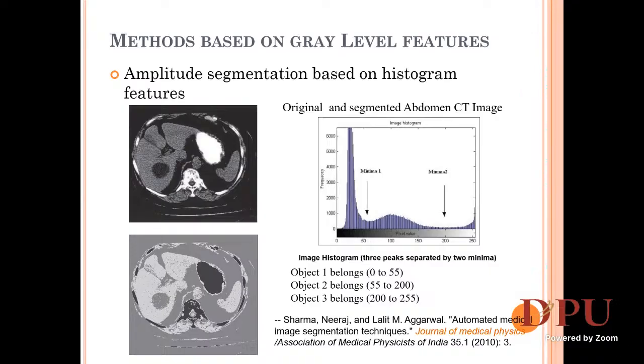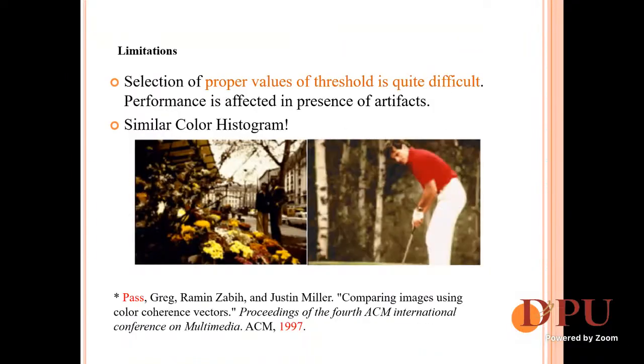Now the problem is how to finalize these T1 and T2 values. This 55 and 200 will be your T1 and T2 threshold values. This threshold selection will be different for different modalities and different patients. Even if the alignment of the patient changes, T1 and T2 will change. So that's why I'm saying this threshold value identification is itself an optimization problem. Now, the limitation of all these gray value histogram-based segmentation strategies.